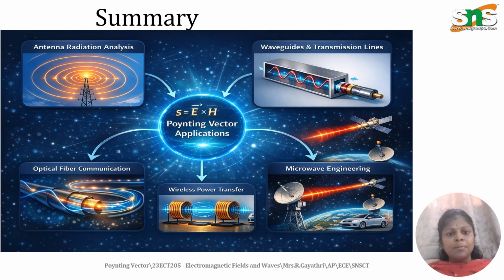Coming to the summary of this discussion, we have described the Poynting vector, which is related to the electric and magnetic field and is denoted by S. The Poynting theorem is analyzed over a closed surface, and it equals the decrease in the stored energy plus the power dissipated. And at last we have discussed the applications of this Poynting vector.